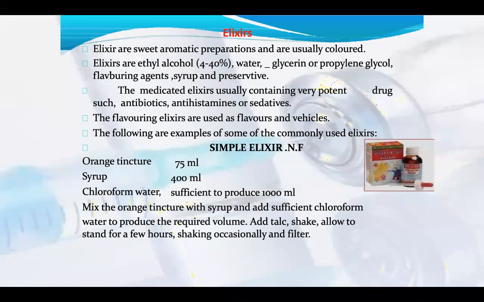The medicated elixirs usually contain very potent drugs such as antibiotics, antihistamines, or sedatives. So in medicated elixirs, they may sometimes contain antibiotics, antihistamines, or sedatives. Now, flavoring elixirs are used as flavors and vehicle. So that's the example we learned. The following are some commonly used elixirs.